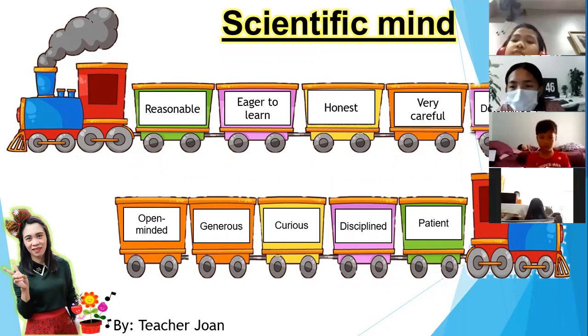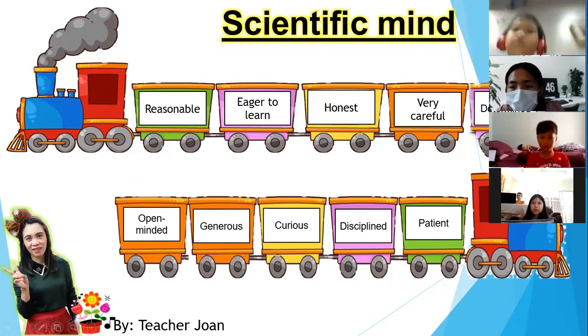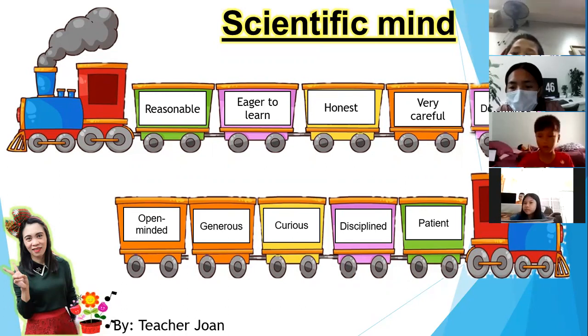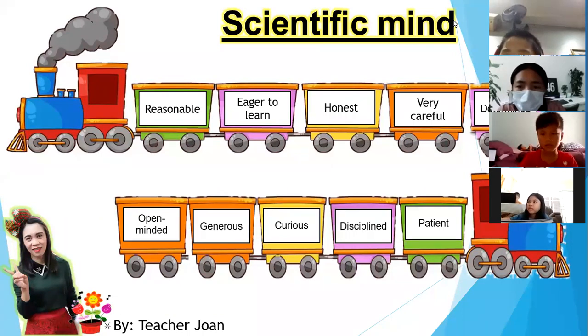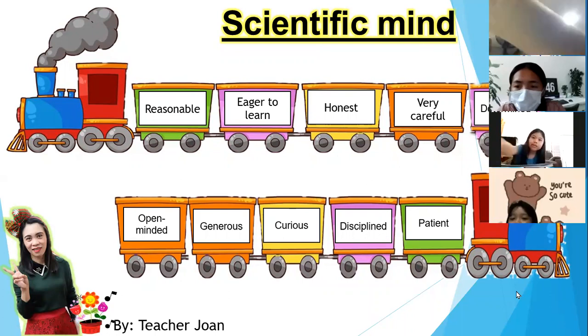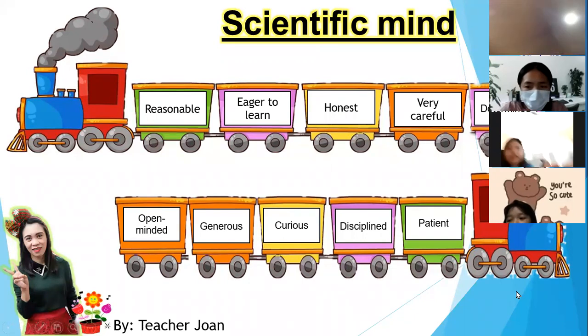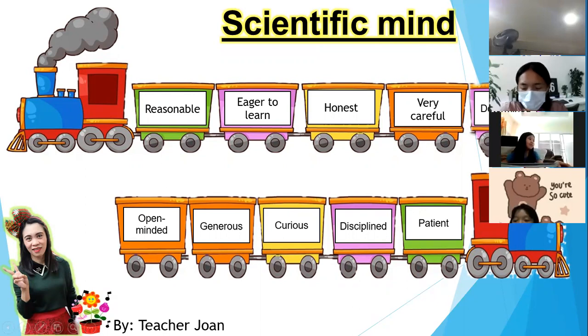How about Titan? Titan, can you name one animal that you can see in your home? Titan, unmute your microphone. Dog. Okay, very good. How about Tanadi? Tanadi, name one animal you can see in your home. Cat. Cat, okay. Okay, now let's move to another slide.